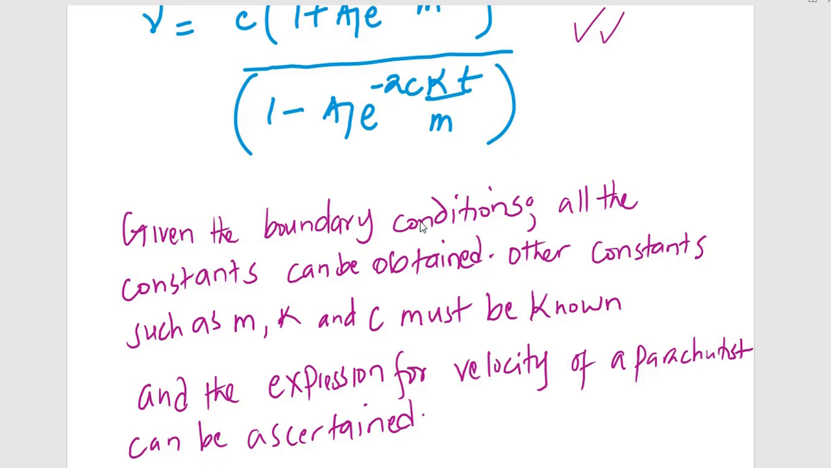These other constants, for example m, k, and c, are known. Of course, they must be known, because the mass is known. That k, we said, is the coefficient of drag times density times area divided by 2, so we can get it. Also this c, we have defined it above, so it can also be determined. And the expression for the velocity of a parachutist can therefore be ascertained.